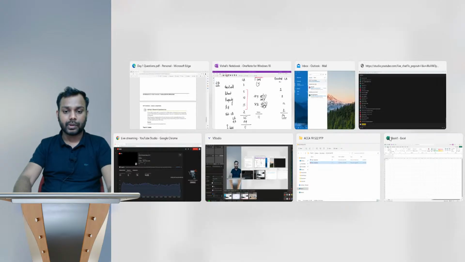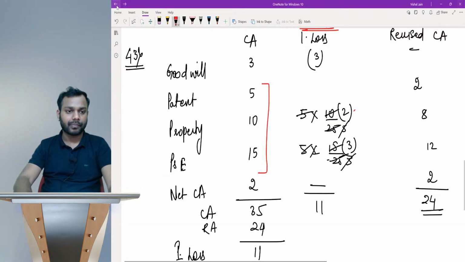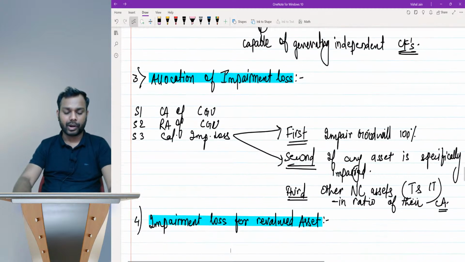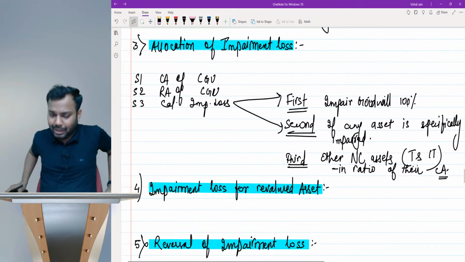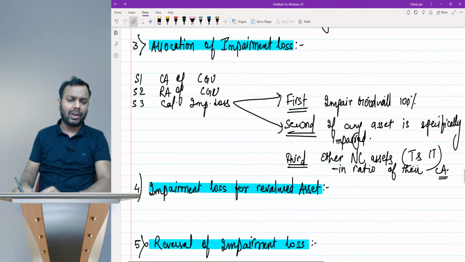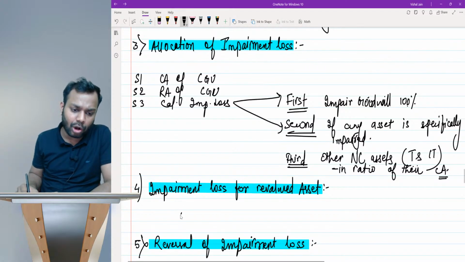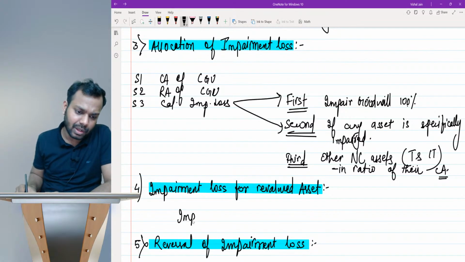Okay. Now coming back to the topic. Impairment loss for a revalued asset. Now guys, generally what we have understood so far, we must know that the impairment loss is recognized where? Where is impairment loss recognized in financial statements?